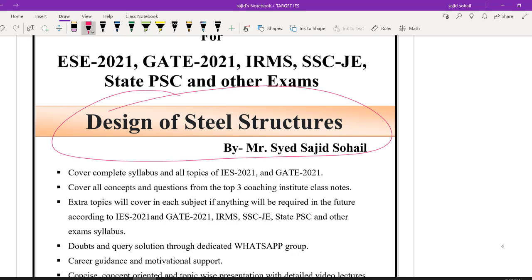Let us start the very fresh subject, design of steel structures. बहुत मजा आने वाला है and this is one of the smallest subjects of our civil engineering. बहुत छोटा है, right? So one of the easiest subjects also, no need to worry.